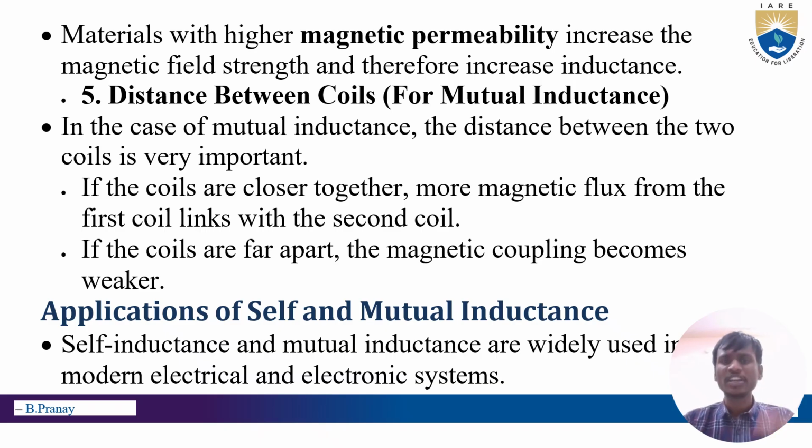Next, the distance between coils for mutual inductance. In the case of mutual inductance, the distance between the coils is very important. If the coils are closer together, more magnetic flux produced from the first coil links with the second coil. Whereas if the coils are far apart, magnetic coupling becomes very difficult and becomes weaker.